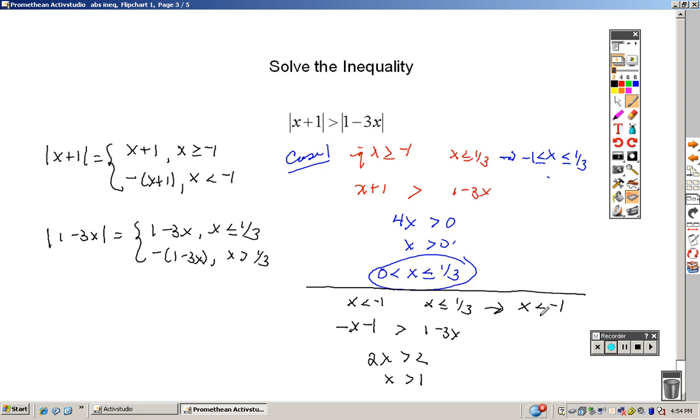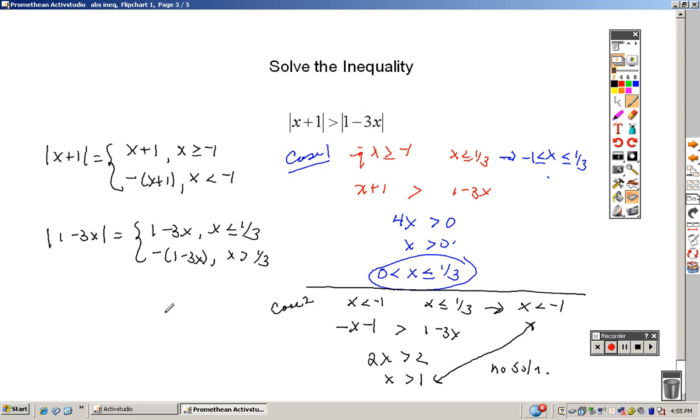Now I look at where I started and I look at what I got for my answer. Can I have numbers bigger than 1 and at the same time less than negative 1? The answer is no. That's not possible. So there is actually no solution from this case. So case number 2 yields no new information.